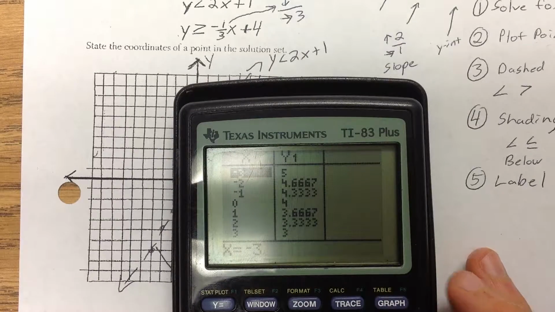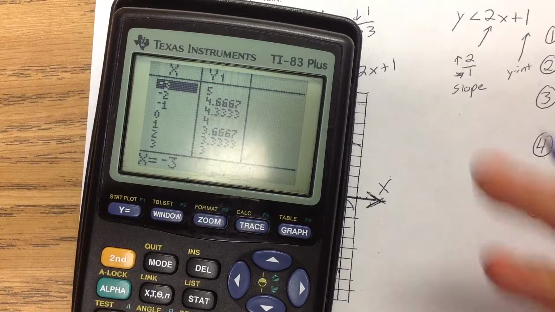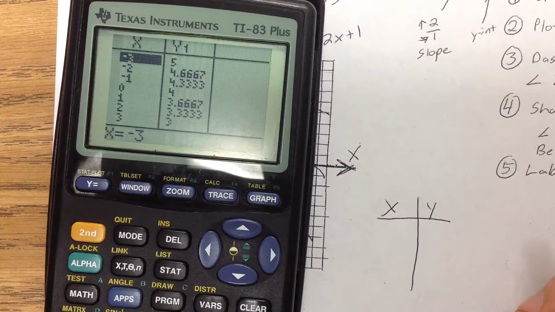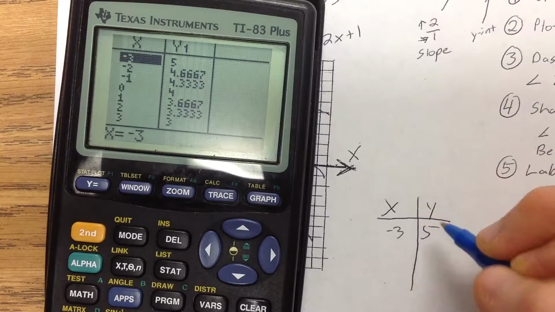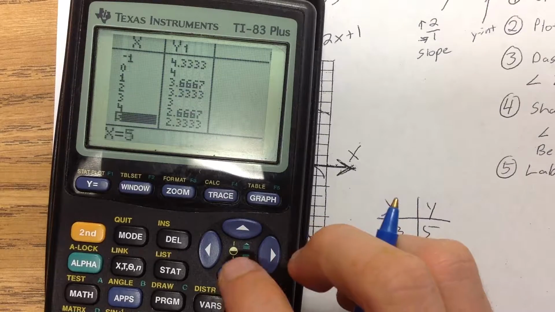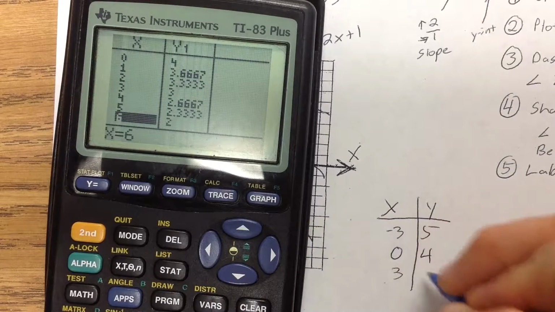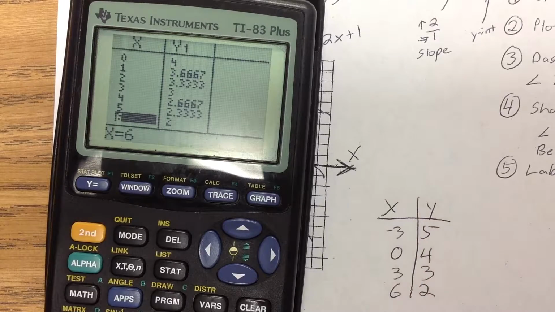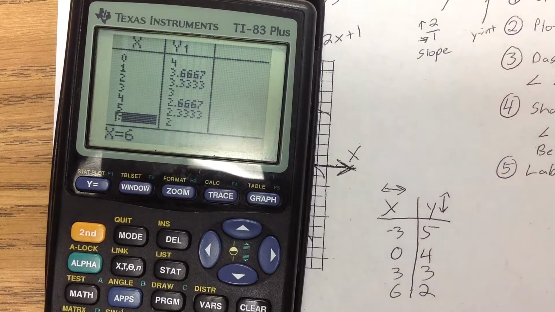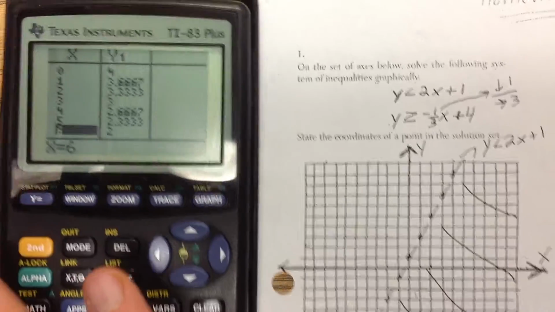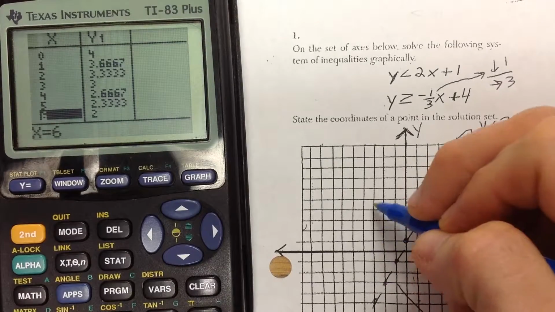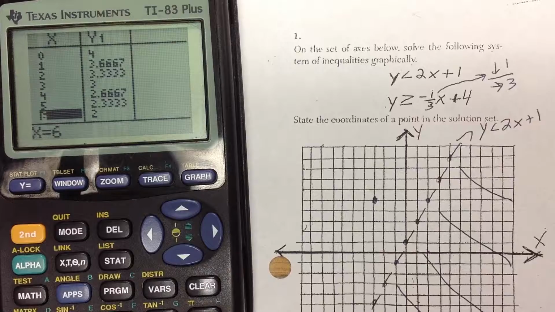All right, so let's see. There's 1 point, -3, 5. Okay, so there's my table. So -3, 5, 0, 4, 3, 3, and 6, 2. Okay, just remember with the table, the x is your left to right, the y is your up and down. So -3, 5 would be back 1, 2, 3, and then up 5.